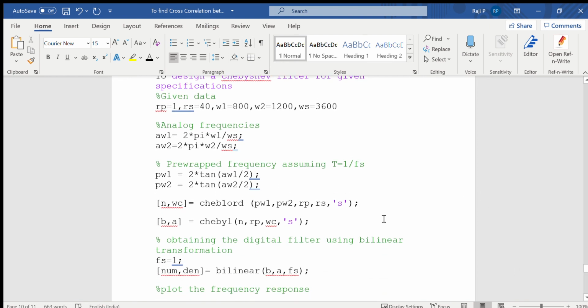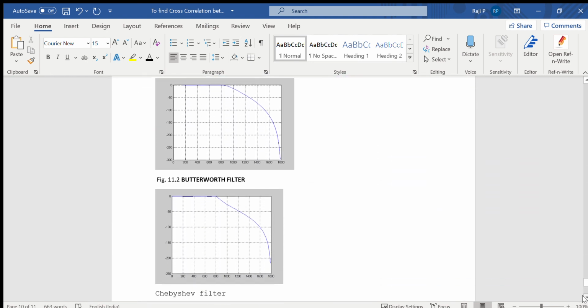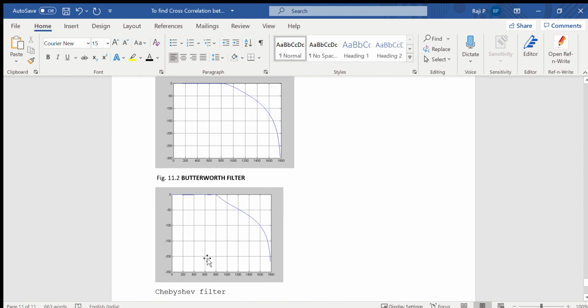Similarly for the Chebyshev filter, this program is the same, and the only difference is in the functions used. Type 1 Chebyshev filter is considered here. The function is cheb1ord, and instead of butter, cheby1 has to be used, and the arguments also include Rp, that is the ripple passband, omega c, and in the S domain. The rest of the program is the same. So there will be slight variation between the Butterworth filter and the Chebyshev filter. This is how the frequency response of the Butterworth and Chebyshev filters will look.